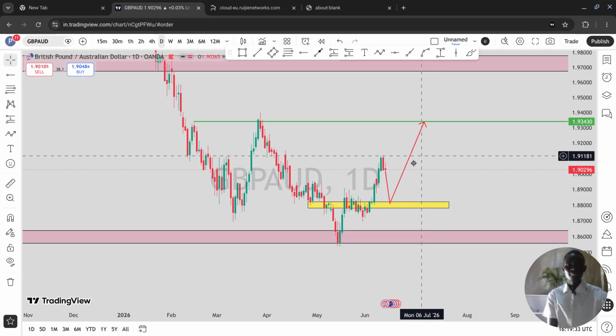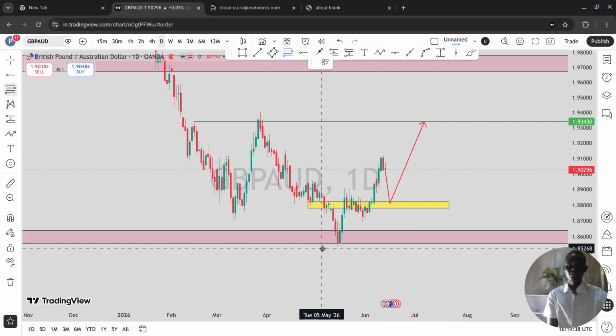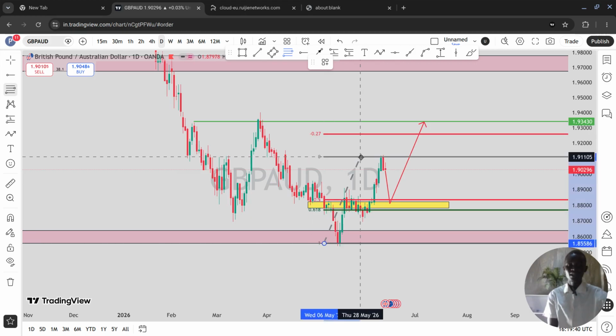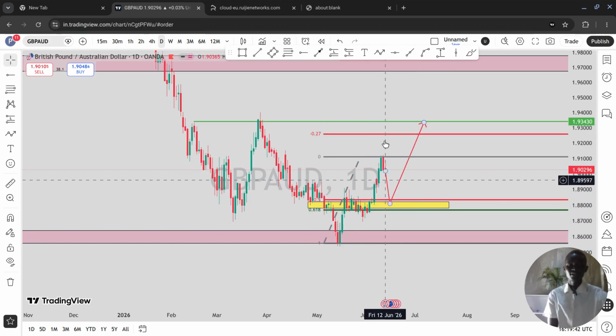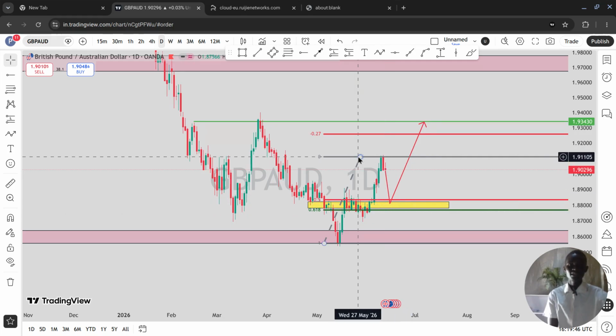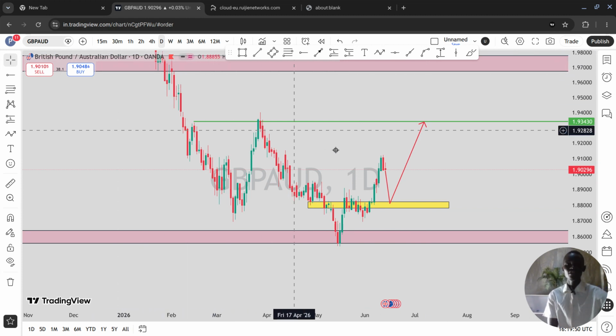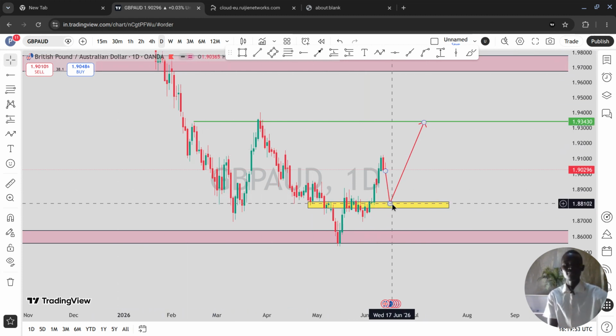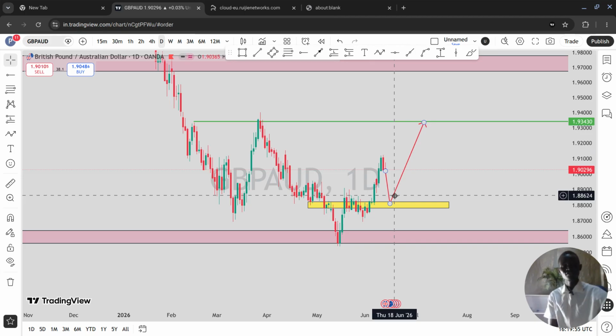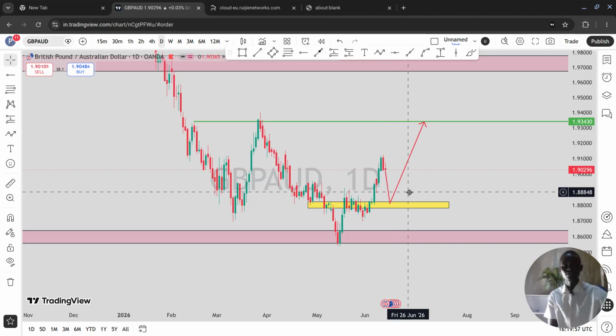So all I'm waiting for, and this also applies to the 55 Fibonacci, if I put it from the swing low to the swing high, this is where my 55 is. Let me take it out. So this is just for the GBPAUD. I want the market to come here and retest with a bullish engulfing 4 hour, then I will jump into this trade.